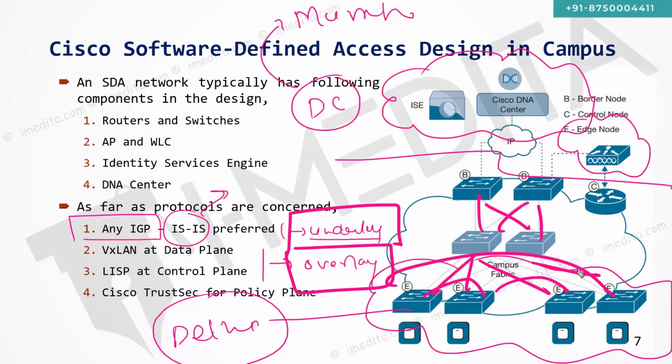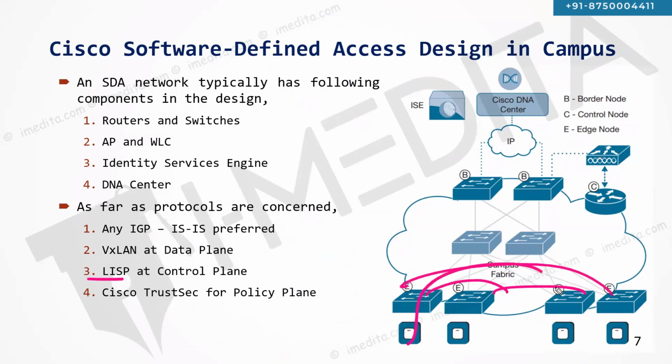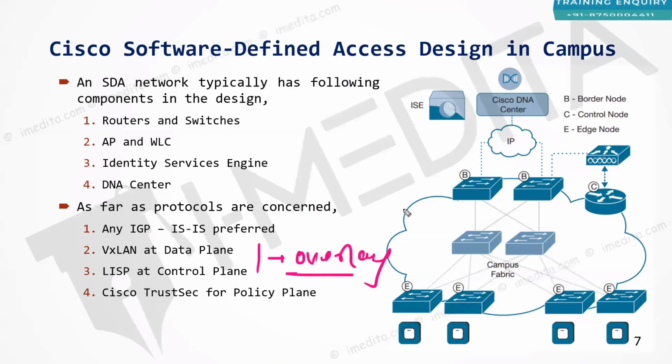Yes, correct. Overlay is built based on tunnels, and here are the protocols that are used to build the tunnels. VXLAN is one of the protocols. LISP is one protocol. These two protocols will be used to build the tunnels between the devices, and the traffic will move via the tunnels from one device to another device. Basically, with the help of these protocols, the overlay will be built. And these configurations will be pushed from the DNS Center.